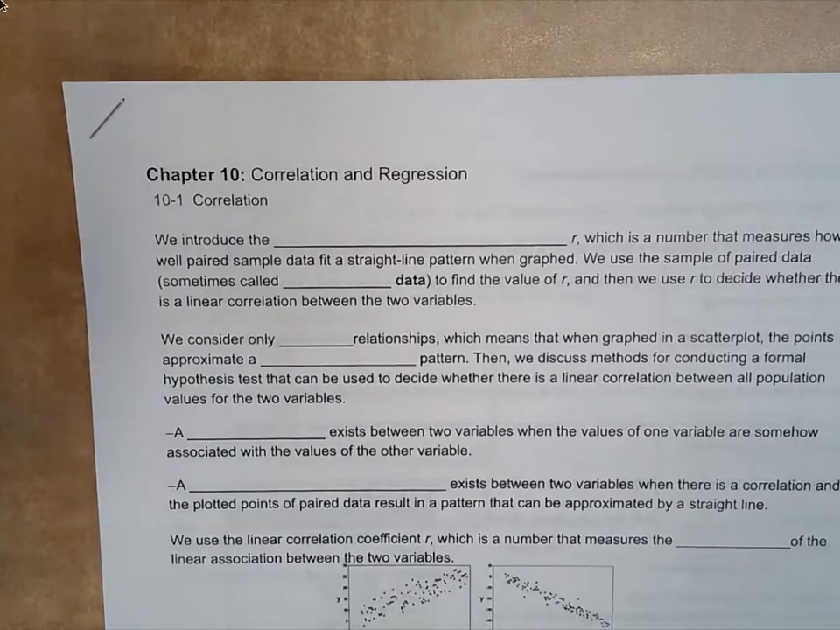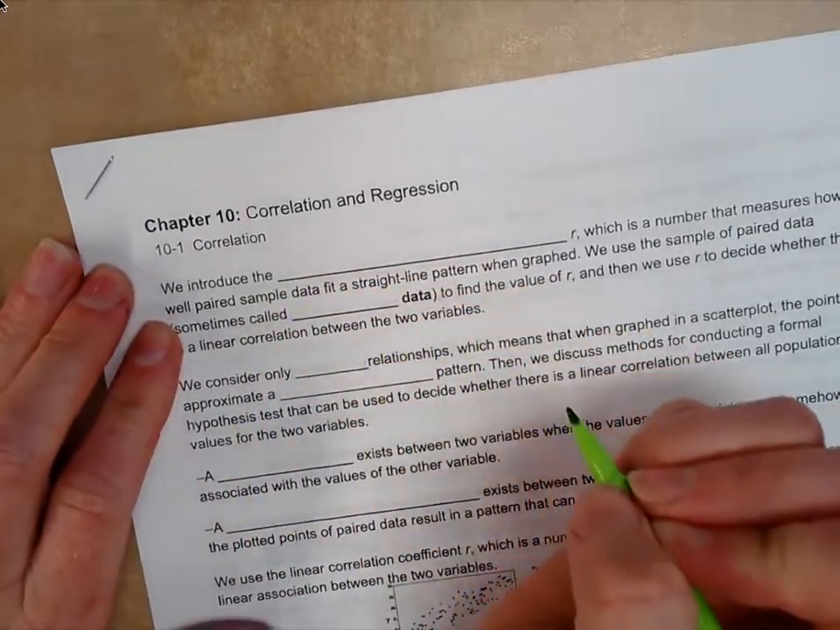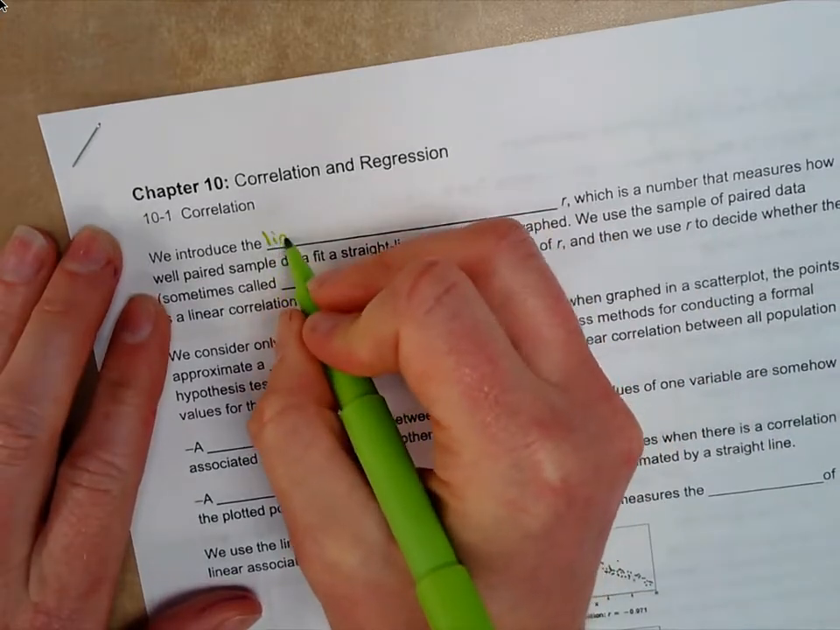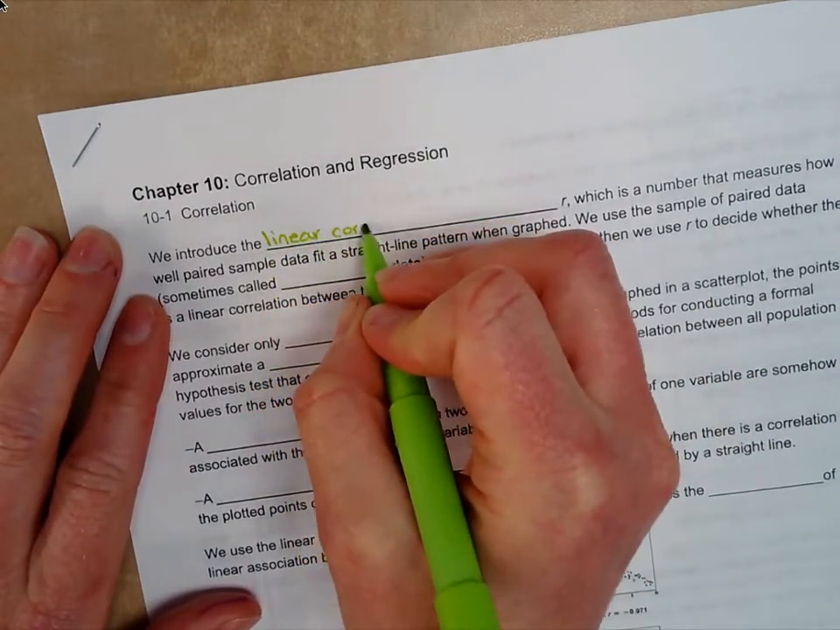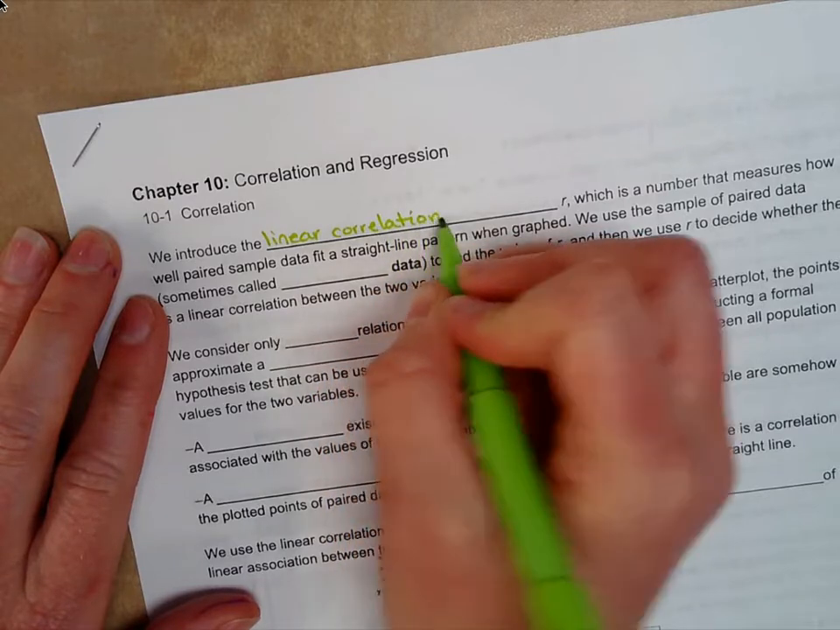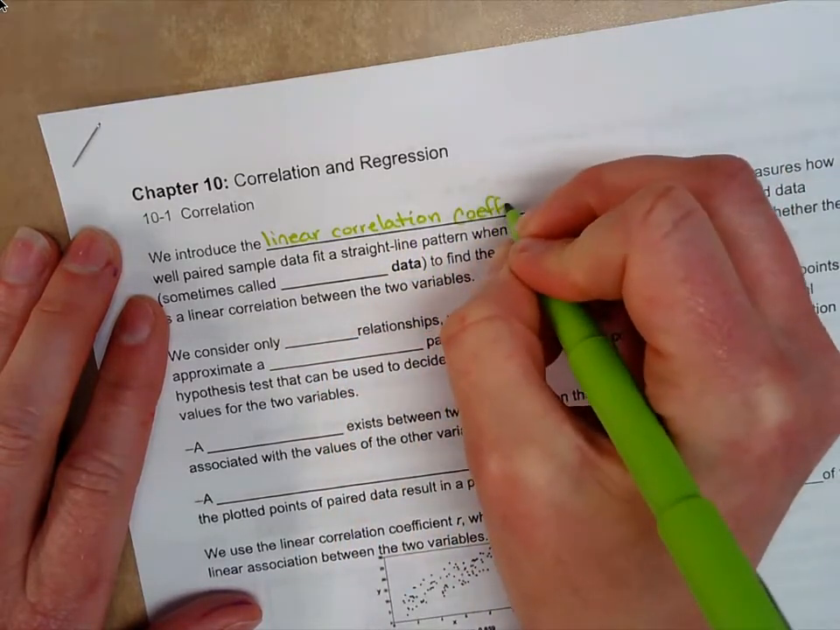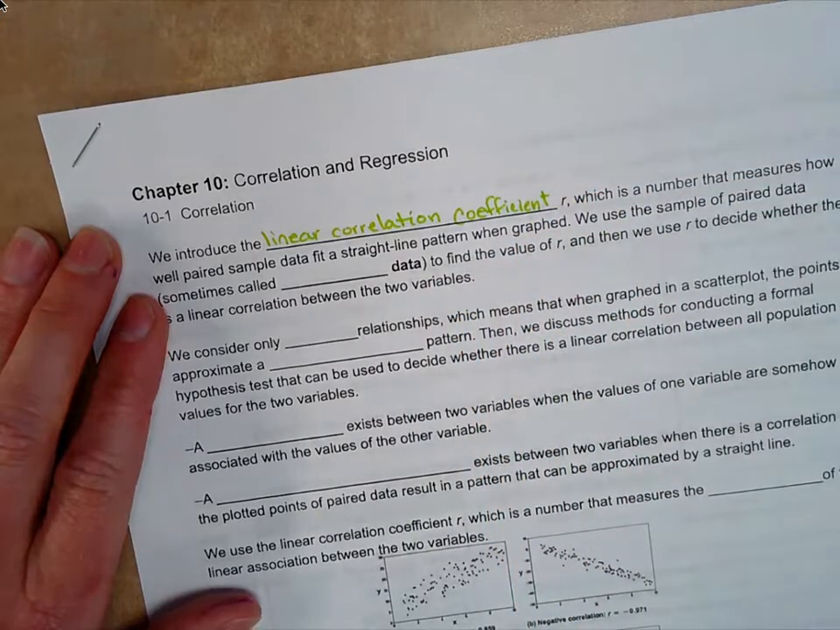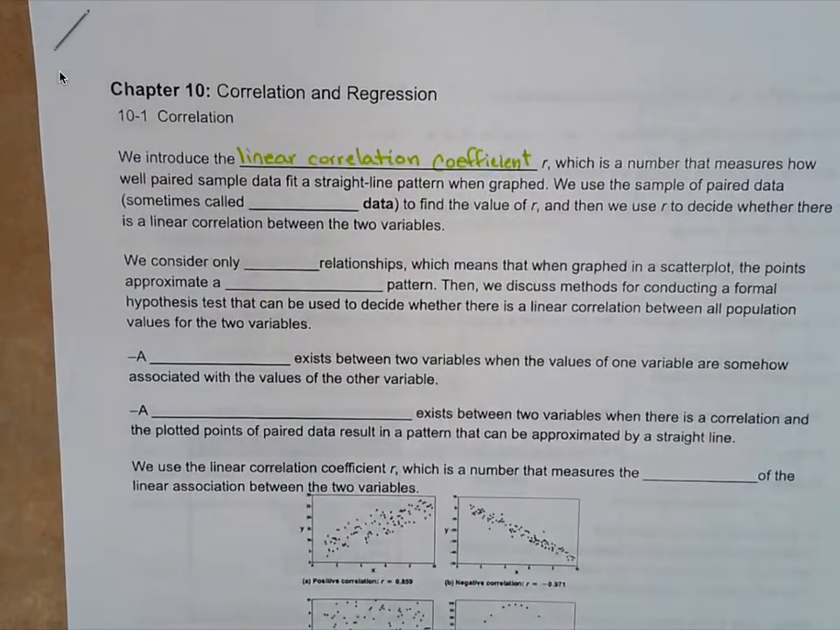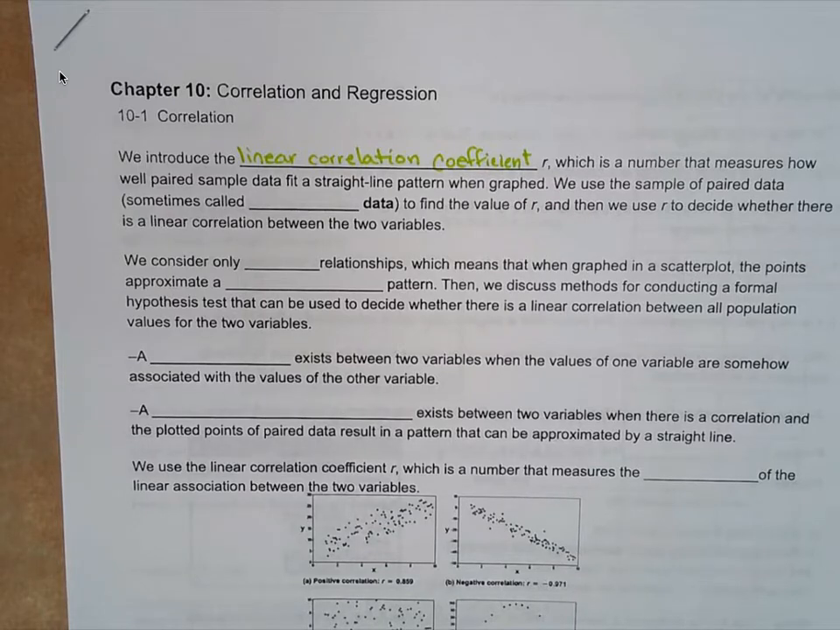So we introduce the linear correlation coefficient, which uses the variable R. The correlation coefficient measures how well a paired sample data fit on a straight line pattern when graphed.